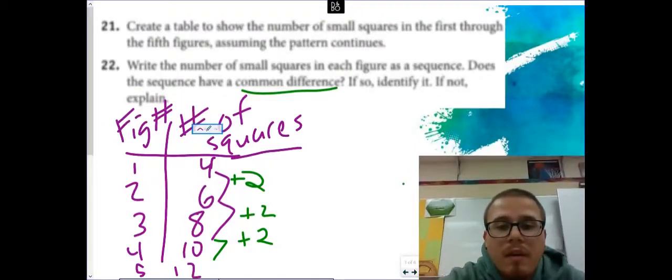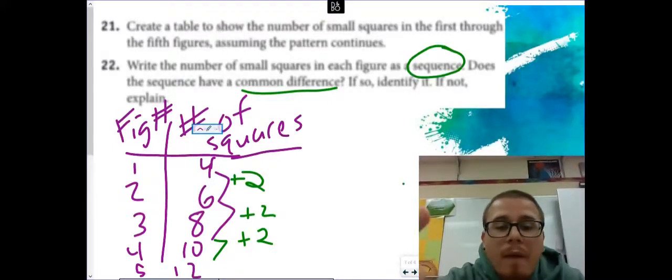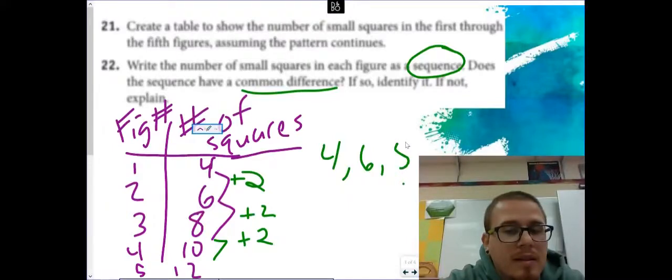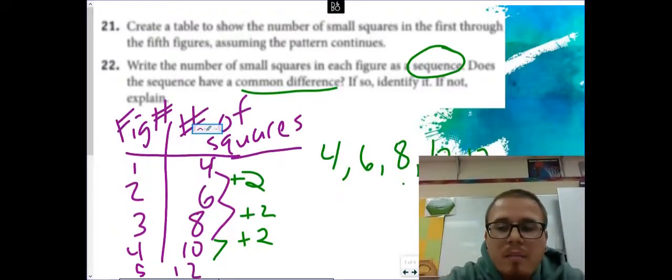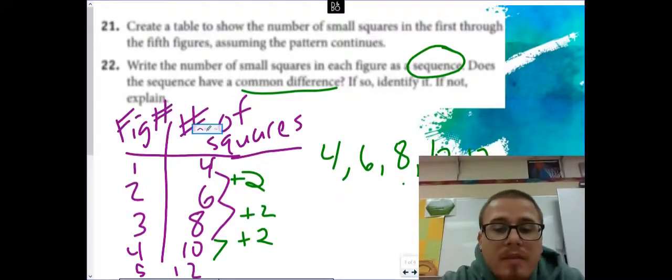The other part of this was to write our number of small squares as a sequence. A sequence is just a list of numbers. So my first term will be 4, my second term will be 6, my third term will be 8, 10, and 12. I know this pattern is going to continue, so I put the 3 little dots, which is really hard for you to see. My bad. But I know the common difference is +2. Any questions, make sure you ask, but this is a table. We could keep it going.